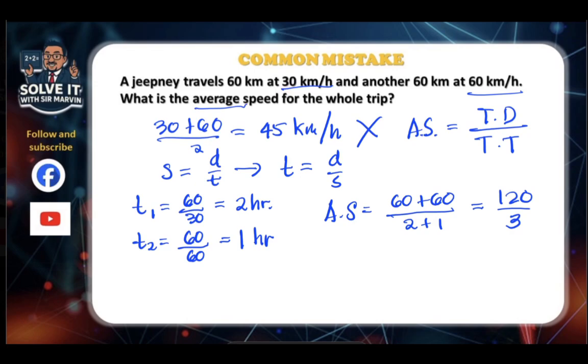And 120 over 3 is actually 40 kilometers per hour. So that's the average speed we are looking for. Easy, right?